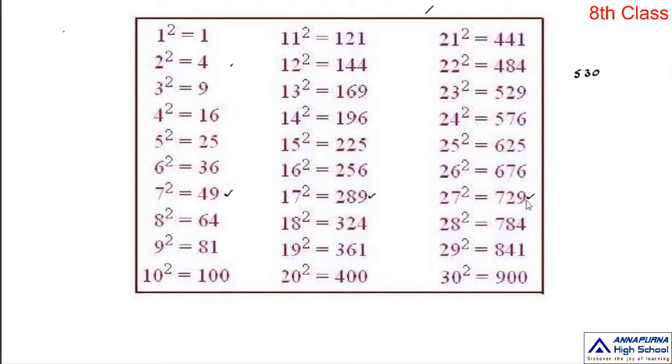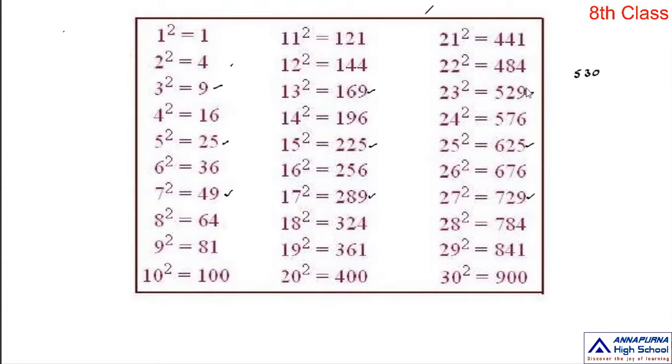And does any perfect square number end with 5? Yes, 25, it is a perfect square number, ends with 5. 225 is also a perfect square number, ends with 5. 625 is also a perfect square number, ends with 5. And 9 ends with 9, 169 ends with 9, 529 ends with 9.